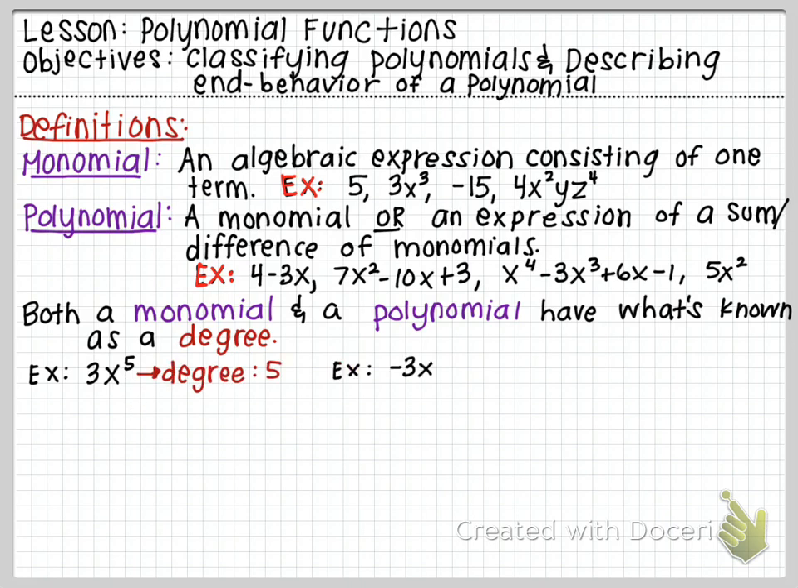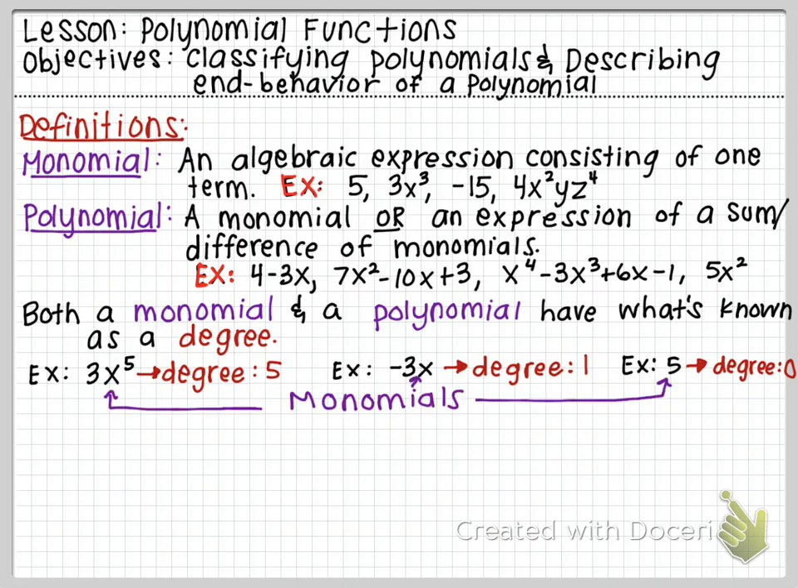If we look at negative 3x, what exponent is after the x? If there's no exponent, it's 1, remember? So the degree here is 1. So the degree is just whatever the exponent is. If we have a 5, what's the exponent of this? There's no variable, so here our degree is 0 because there's no variable. So take a look at all three of those examples. Those are monomials, and see how we look at a degree.